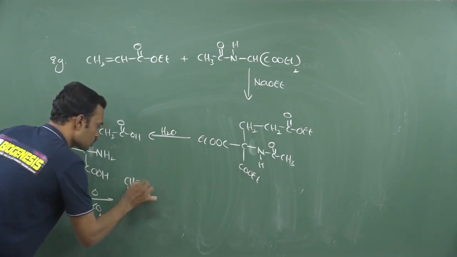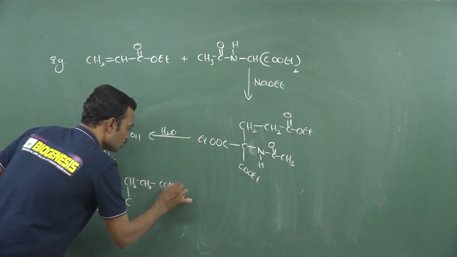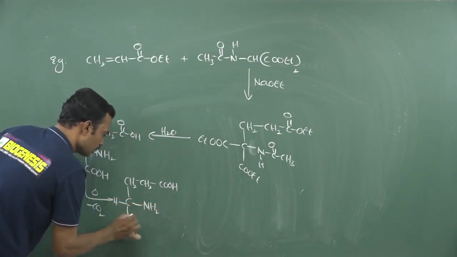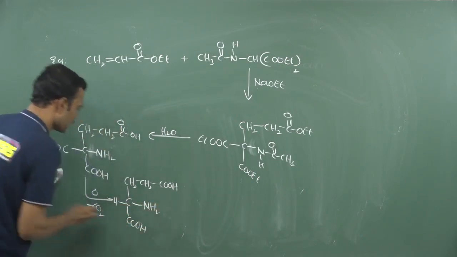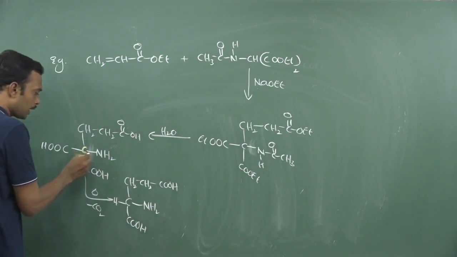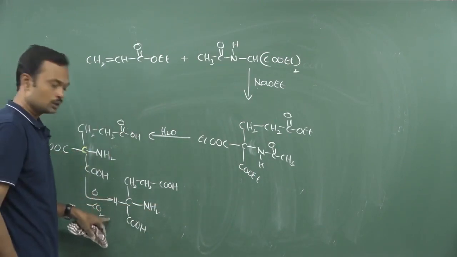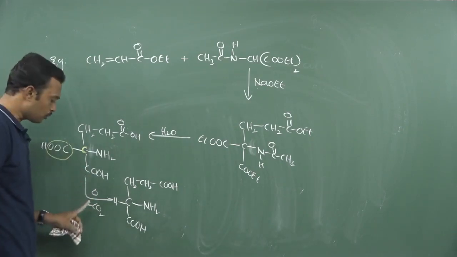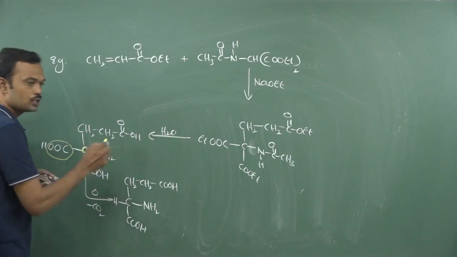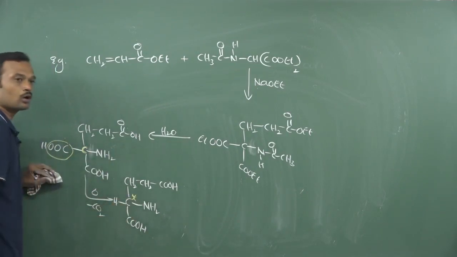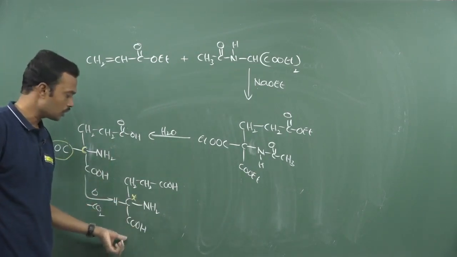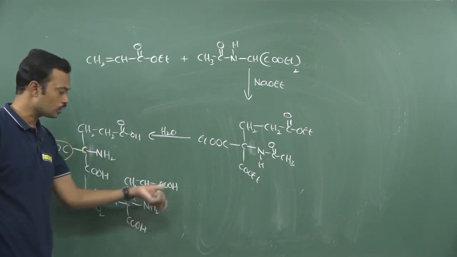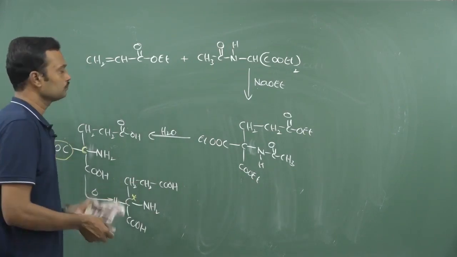Here already CH2 COOH, and this carbon carries NH2 and hydrogen, and here there is a presence of carboxylic acid. Remember, if any carbon carries 2 carboxylic acids, on heating one of the carboxylic acid groups is removed in the form of CO2, and that will give this kind of amino acid. This is called glutamic acid. It is an acidic amino acid, which carries more than 1 carboxylic acid group, so it is known as glutamic acid.